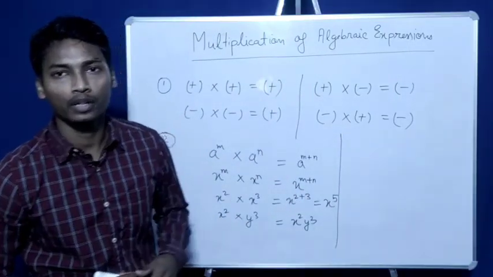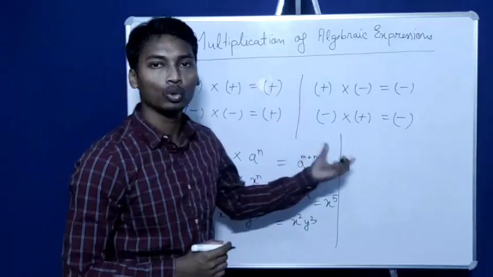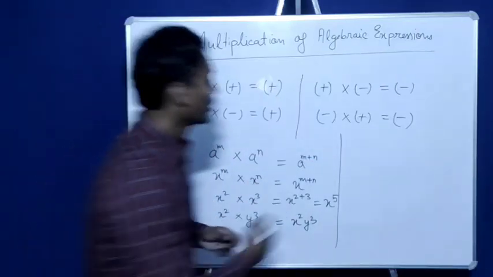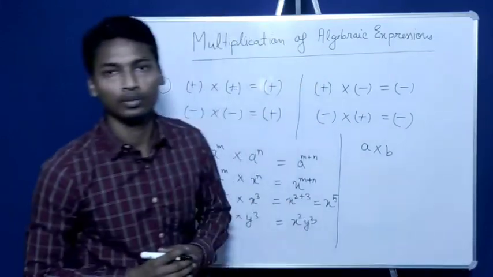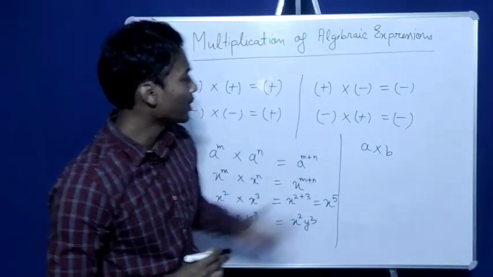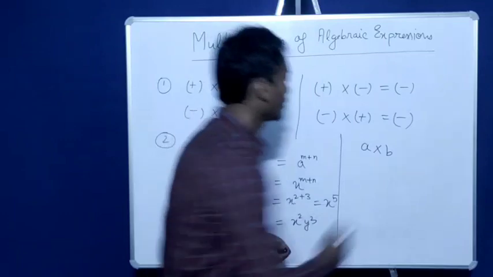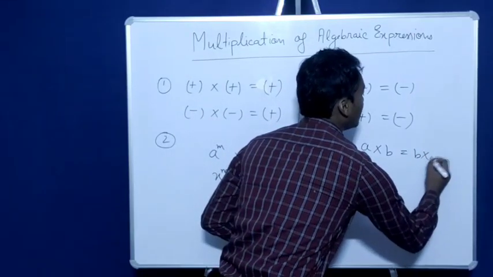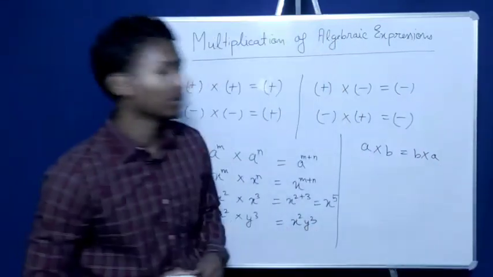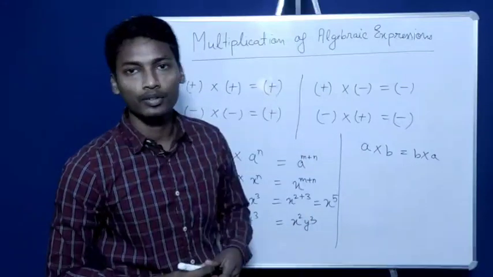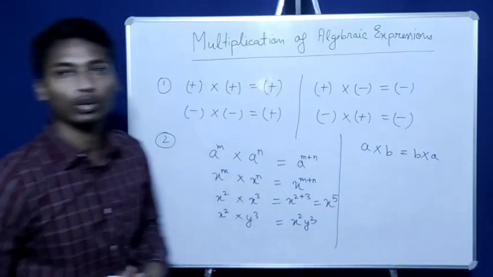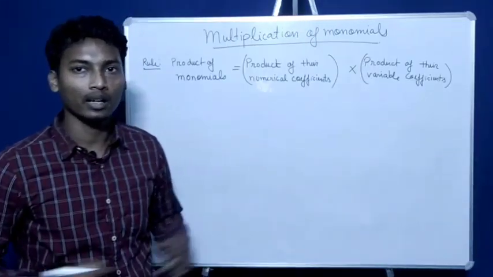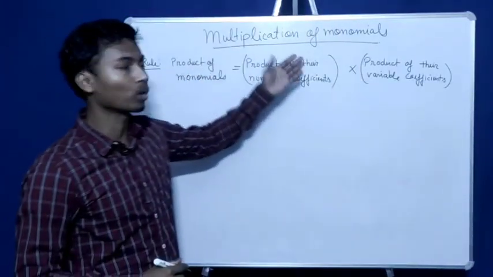Now one more property you remember: when we multiply two variables in any order, the value remains the same. So if I multiply a with b and I multiply b with a, the result will be the same. So the order in multiplication doesn't matter. Okay, let's start with multiplication of monomials.